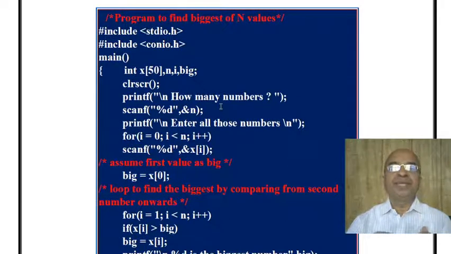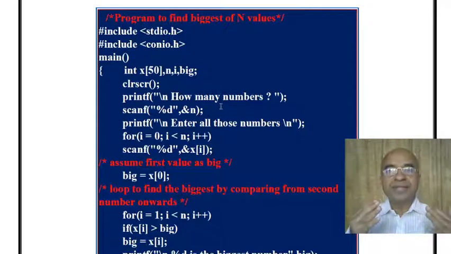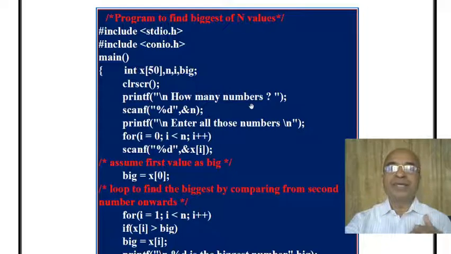Program to find biggest of n values. Include the header files. The main program starts, and integer values are declared here. X of 50, this is the array declaration. N, the number of elements in the array. I, the iteration. Big is the number that is the biggest of all the elements. Clear the screen. Printf, how many numbers are there in the array. Scanf, the number to be taken through the keyboard, and printf, enter all those numbers.